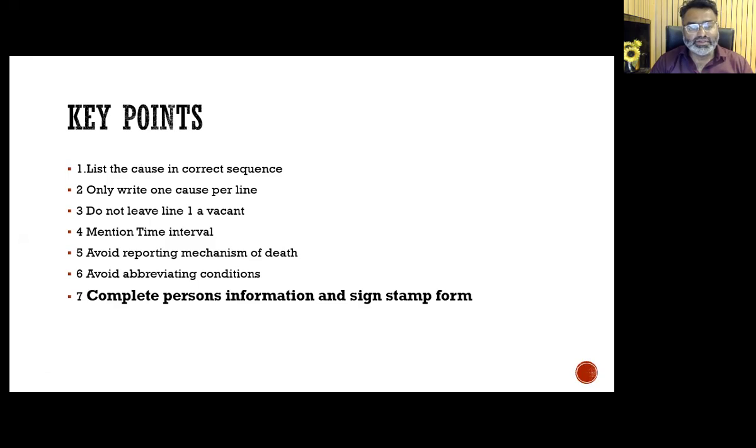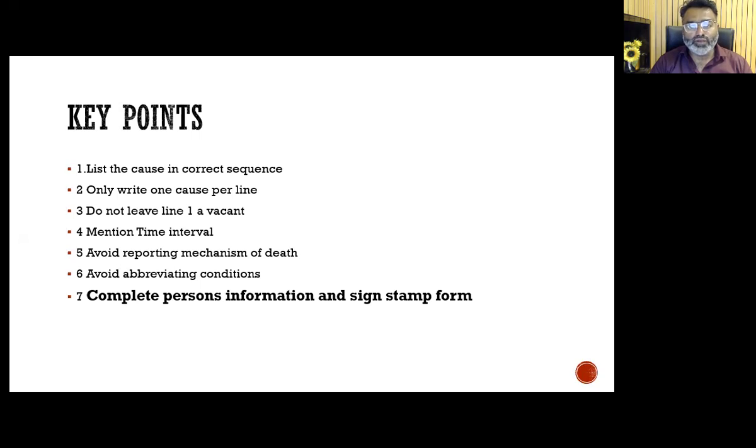And lastly, mention the complete personal details of the patient, and then sign and stamp it. So we need to mention the name of the patient, age of the patient, gender of the patient. This is very important. And at the bottom, you need to put your name, stamp, and sign it, because who has certified this death is important.